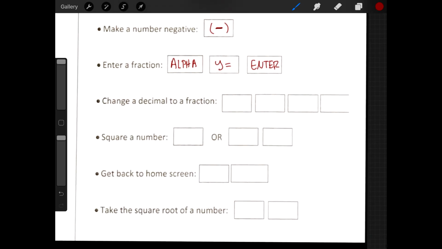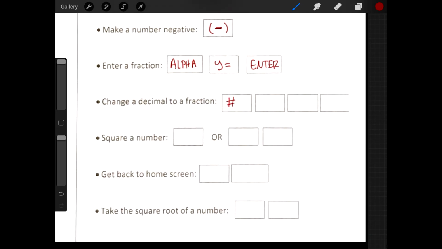If you want to change the decimal to a fraction, this is what you will do. You'll have your number, your decimal number, and then you're going to push the button that's math. And then you're going to push the one that says, on the screen, it has like a 1, and then like a little arrow that says FRAC for fraction. And then once you have that, you can hit enter. And that's the end of the box.